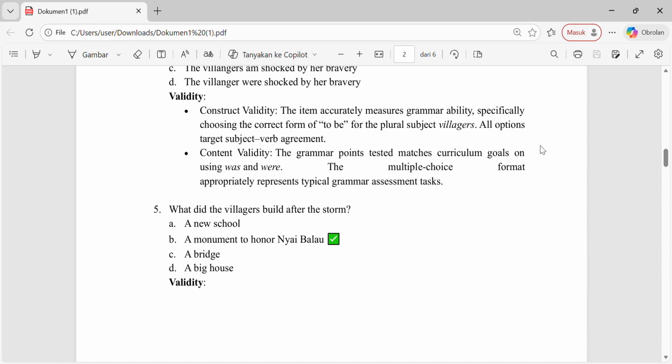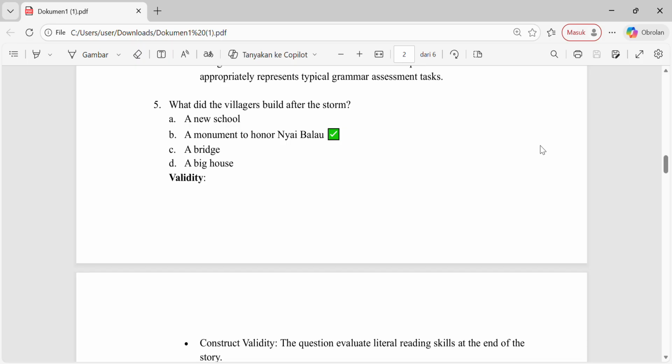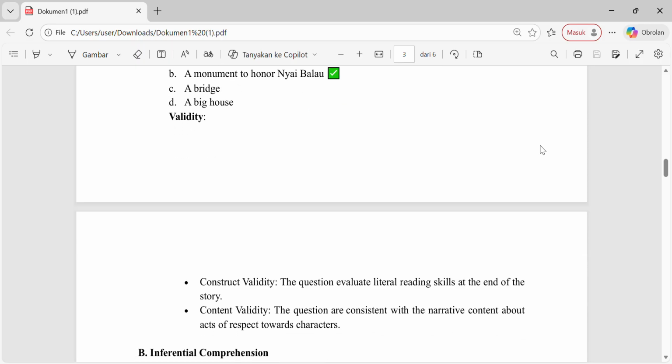Question number 5, the answer is B. This question tests the ability to recall a factual detail from the ending of the story. Construct validity: the question evaluates literal reading skill at the end of the story. Content validity: the questions are consistent with the narrative content about acts of respect toward characters.